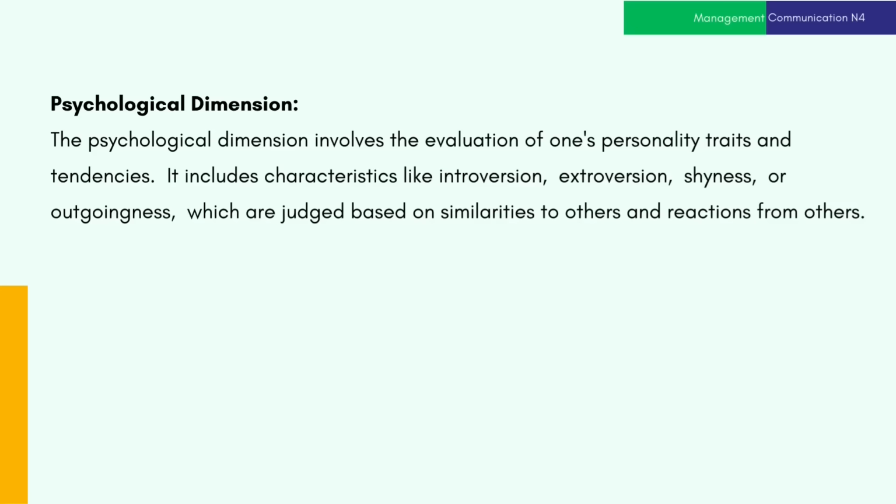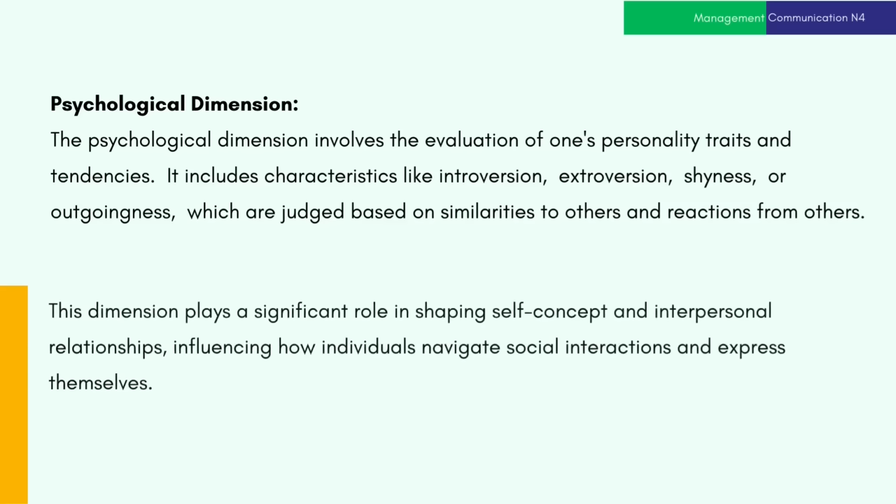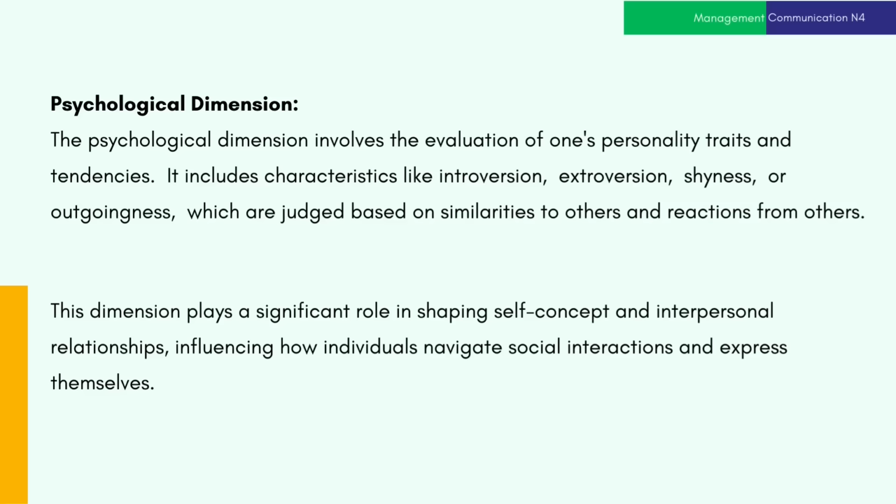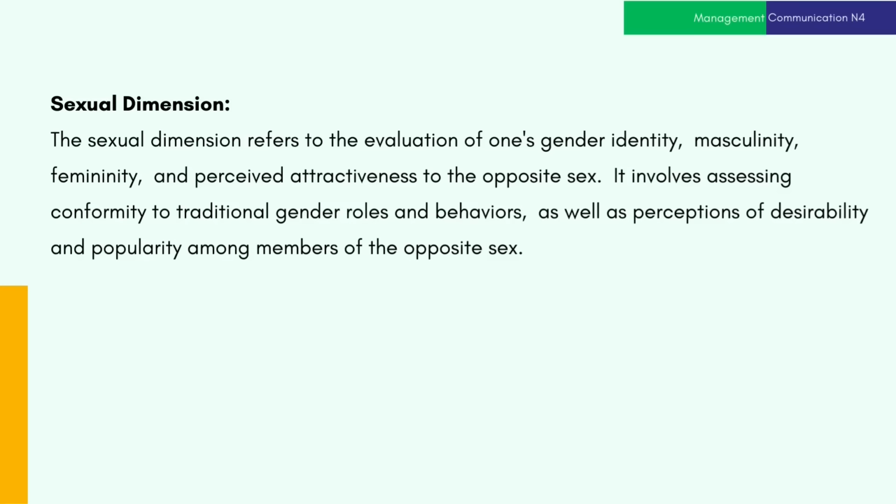Psychological dimension. The psychological dimension involves the evaluation of one's personality traits and tendencies. It includes characteristics like introversion, extroversion, shyness, or outgoingness, which are judged based on similarities to others and reactions from others. This dimension plays a significant role in shaping self-concept and interpersonal relationships, influencing how individuals navigate social interactions and express themselves. 5. Sexual dimension.